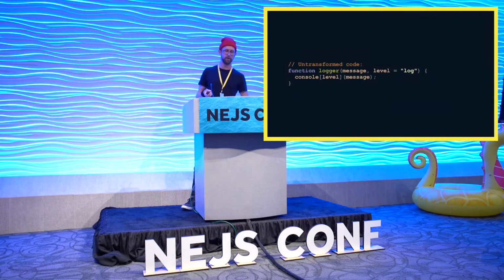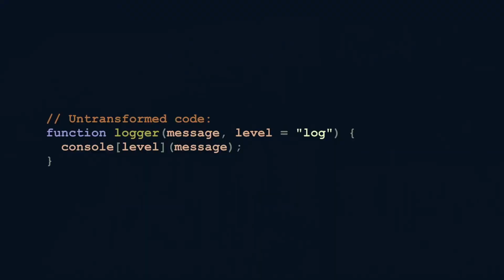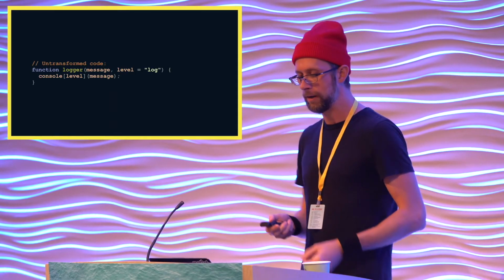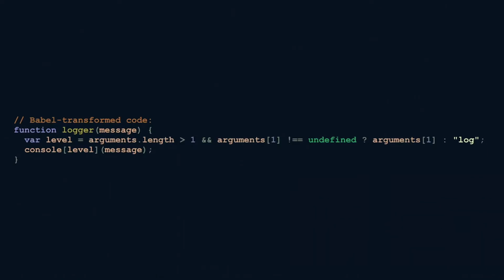So here's a very simple example of a console logging wrapper function, which accepts message and level parameters. The second parameter is the log level, which has a default of log. That's the console method: log, warn, error. Default parameters are nice, but Babel transforms them very inefficiently.